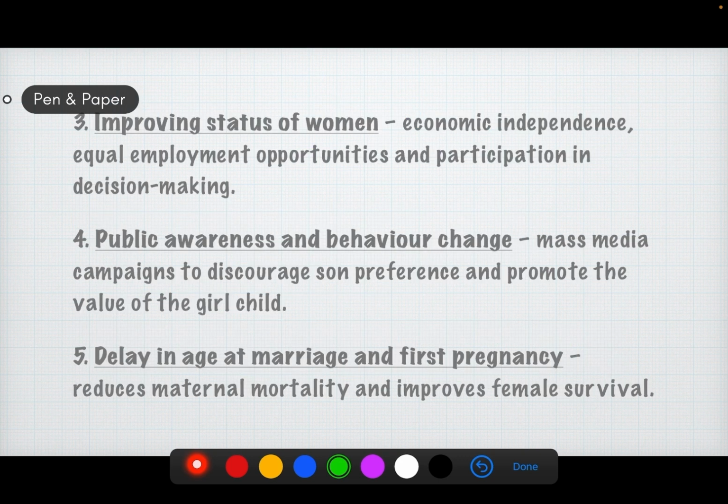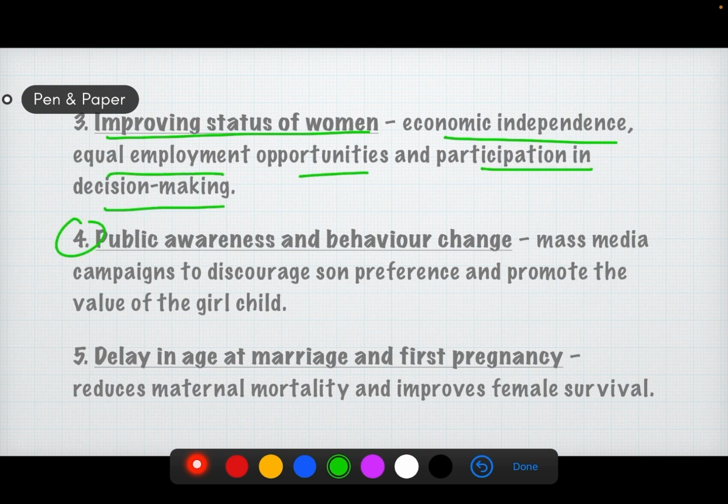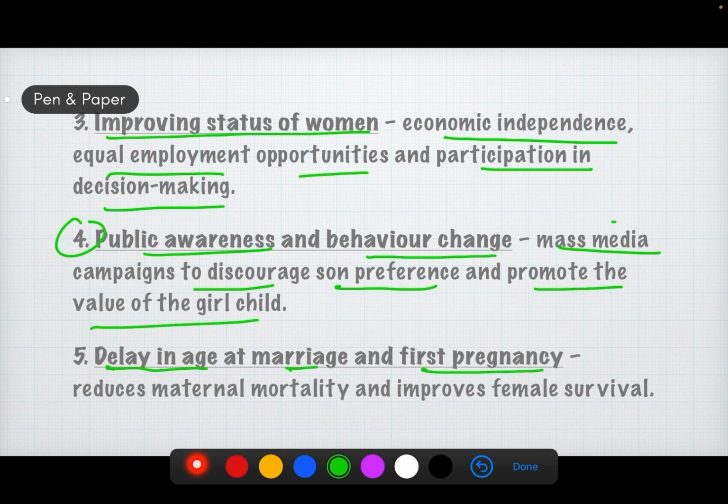Third, improving status of women: economic independence, equal employment opportunities and participation in decision making. Fourth, public awareness and behavior change, mass media campaigns to discourage son preference and promote the value of the girl child. Fifth, delay in age at marriage and first pregnancy, which reduces maternal mortality and improves female survival.